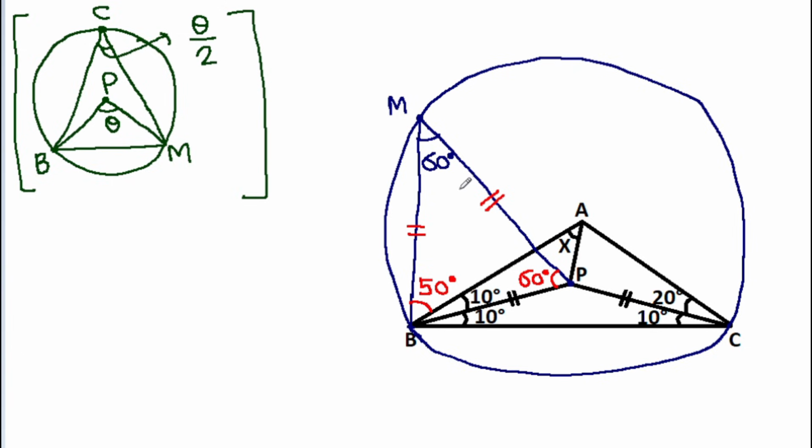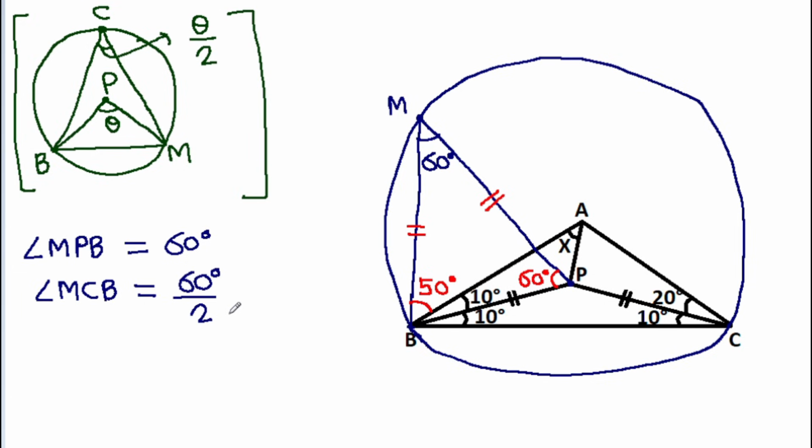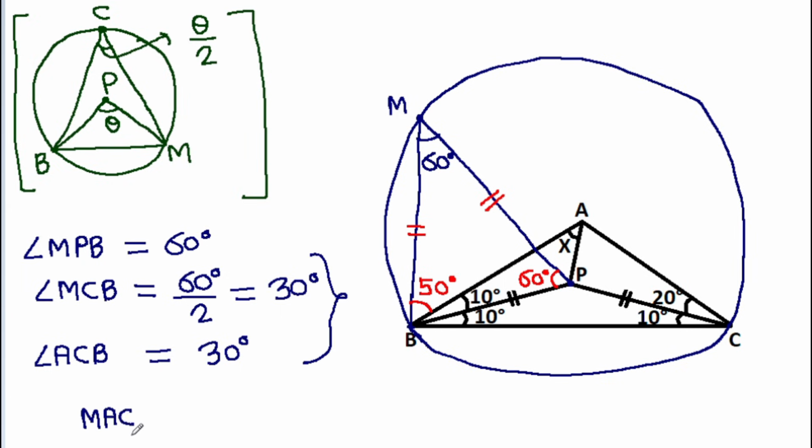and here angle MPB is 60 degrees. That means angle MCB will be 60 degrees divided by 2, that will be 30 degrees. And we have angle ACB is also 30 degrees. That means MAC is on a straight line.